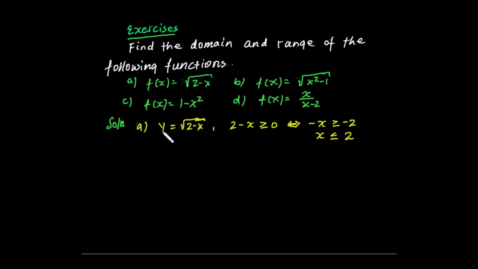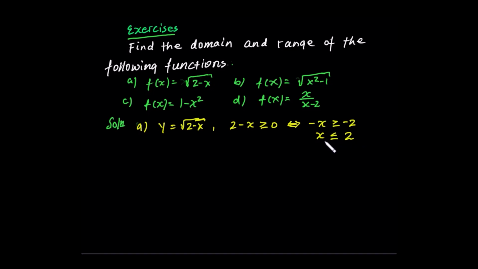The square root of 0 is 0, so y can be 0. Note that x can be 2, and our domain is below 2. If you take above 2, you can see it doesn't work. For example, if you take 3, 2 minus 3 is negative 1, and the square root of negative 1 is not a real number. Since square roots of negative numbers are not possible in the set of real numbers, we have to take any value of x such that x is less than or equal to 2.